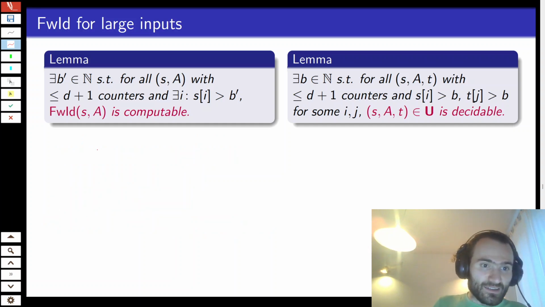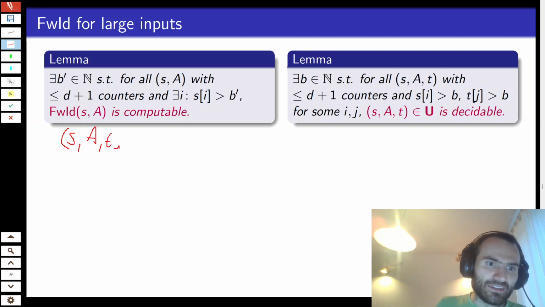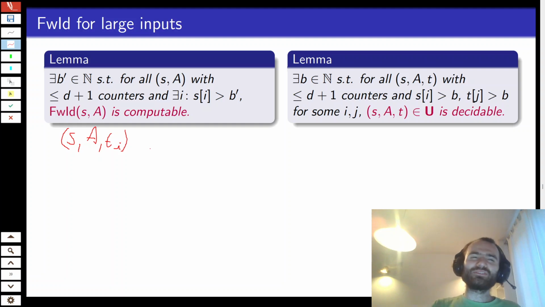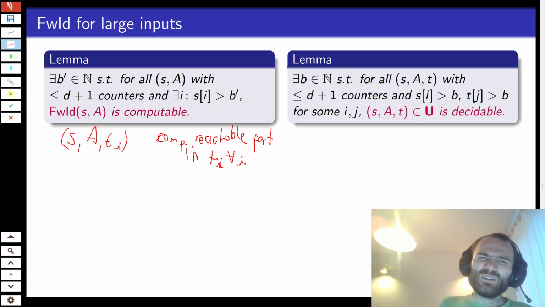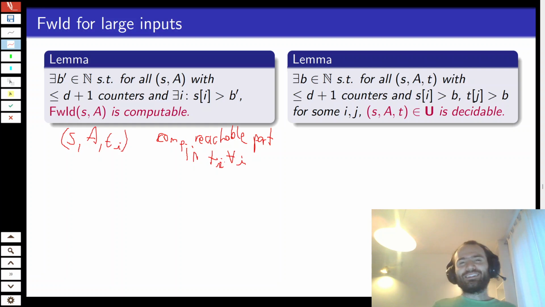Well, remember that the TIs were the maximal Z reachable vectors. So it's enough to consider all the triples S, A, TI and compute the reachable part inside TI, for all I. Okay, so we have to compute the reachable part in all TIs.